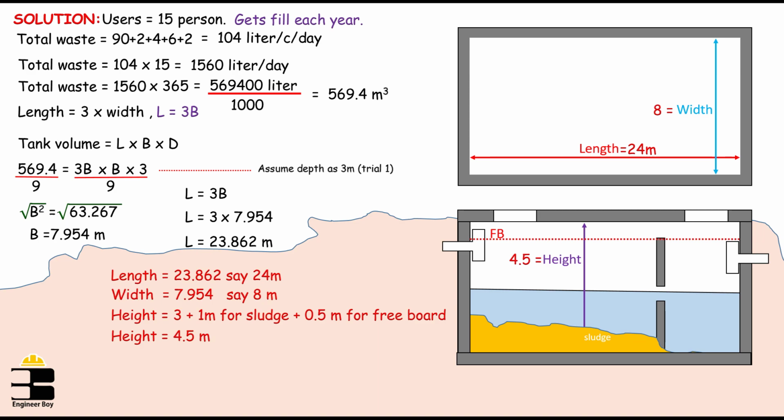In trial 2, you can take the depth as 4 meters, maybe 5 meters. When you increase the depth, the other dimensions, such as the length and width, will decrease. If you decrease the depth, or the height of the tank, the other dimensions like the length and width will increase. So do some other trials, and in trial 1, as you can see, we had the same design. This is how you can calculate the length, width, and height, or depth, of the septic tank.